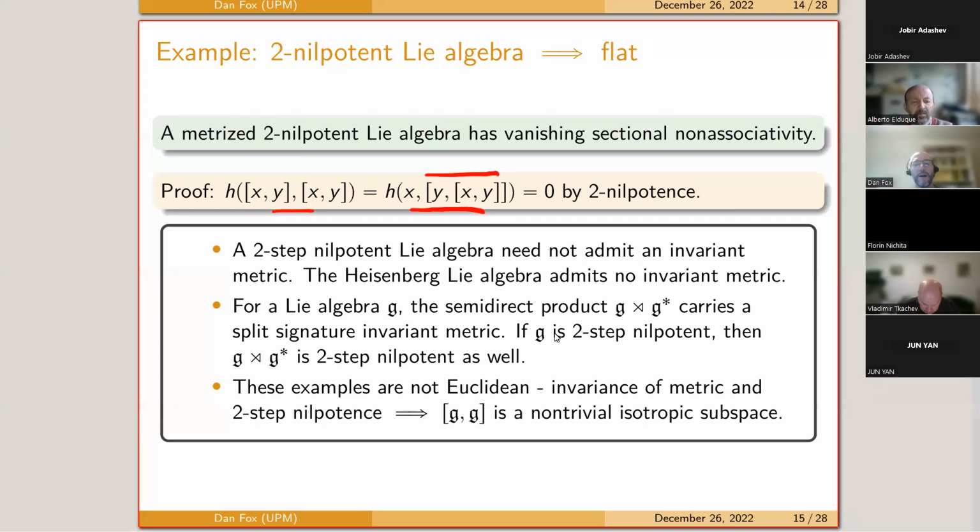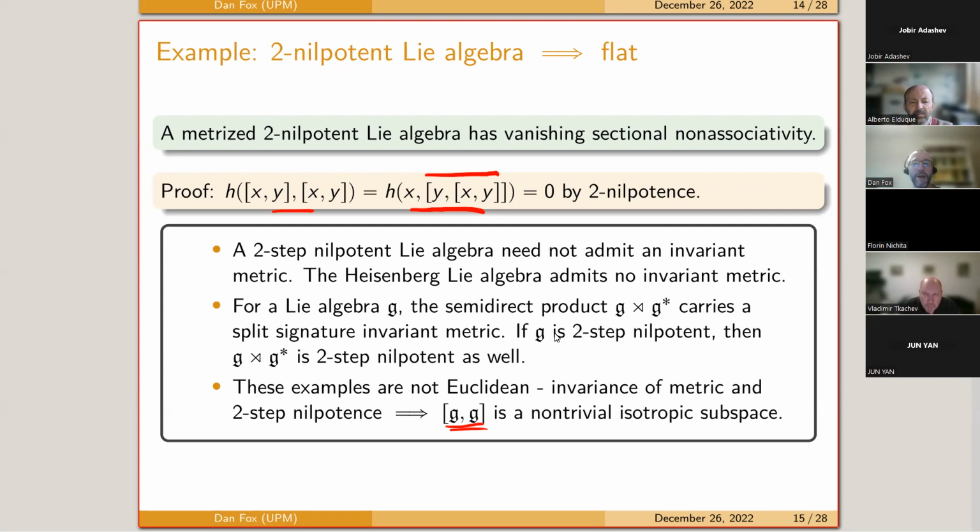And in the case that G is two-step nilpotent, then this semi-direct product is two-step nilpotent as well, and so you get examples that way. But these examples are never going to be Euclidean. As I say, if I'm working over R, I can never get a positive definite metric this way because I always have a non-trivial isotropic subspace.